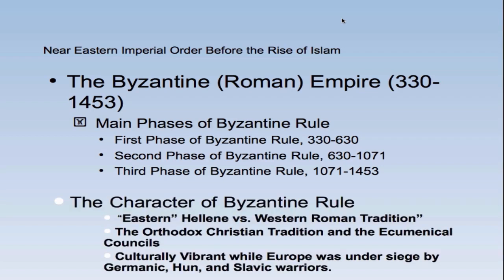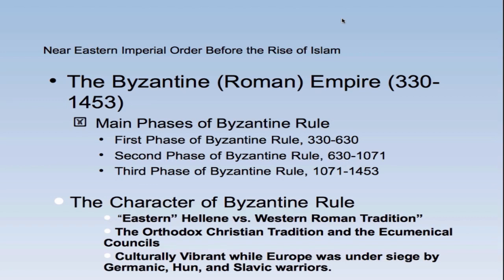So, the imperial order before the rise of Islam: what was there in the Middle East? Primarily the Byzantine Empire, which went through three stages of power. The first stage was 330 to 630, which, when I showed you that map earlier of its maximum extent, corresponds to this period, mostly with the rise of Justinian the Great in the 500s, who built the Hagia Sophia, which I'll show you a picture of in a second.